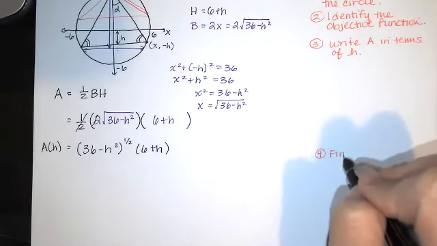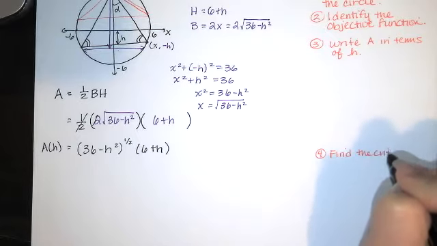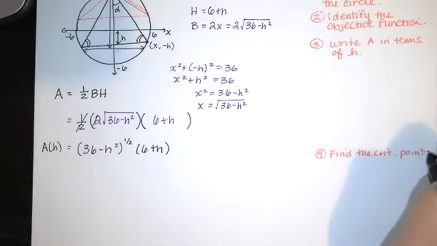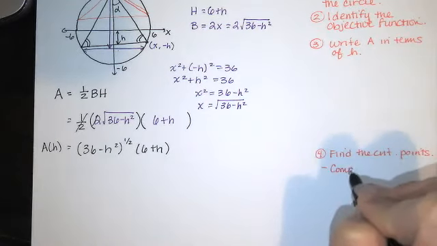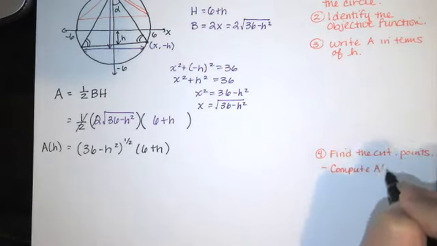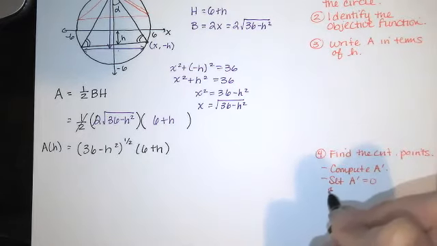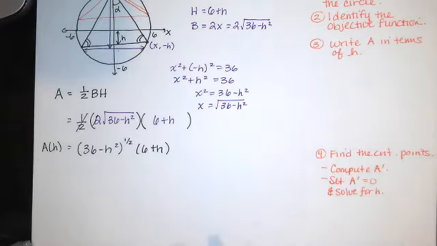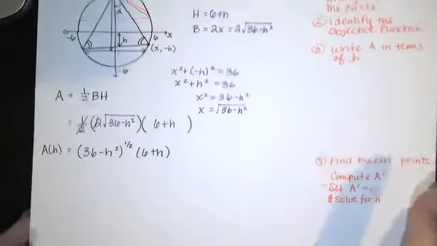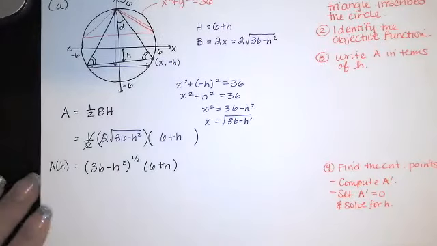So we've got area as a function of h. Next thing we want to do is optimize that. So we want to find the critical points, which means computing the first derivative. You want to set the first derivative equal to 0 and solve for h. You also want to consider values of h that make the derivative undefined. And we also have to consider the application that we're dealing with here. There are only certain values of h that make sense for our problem.